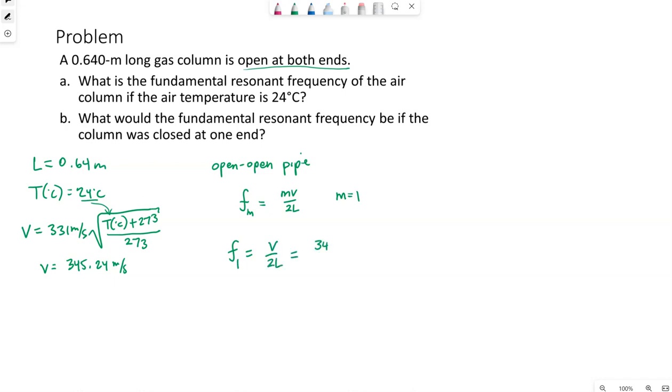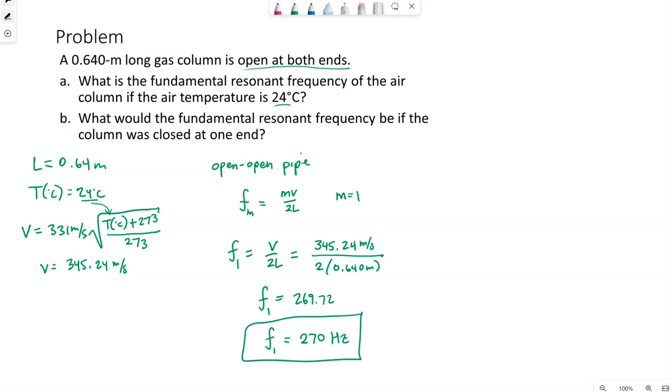We have found the speed of sound at this temperature, and we have the length, so divided by 2L. So we actually only have 2 sig figs here. 270 hertz will be the resonant frequency, this fundamental frequency in this pipe.